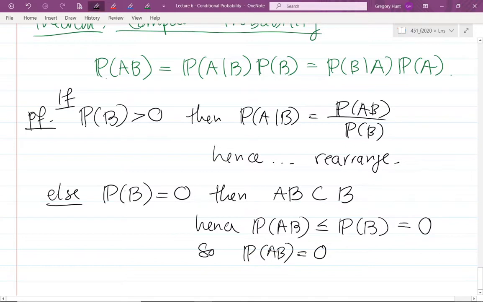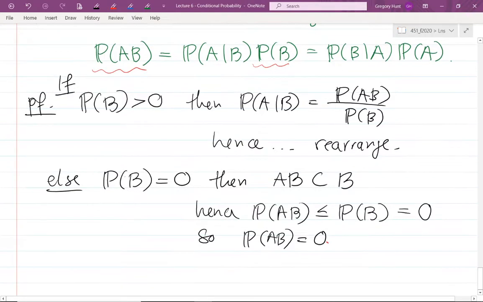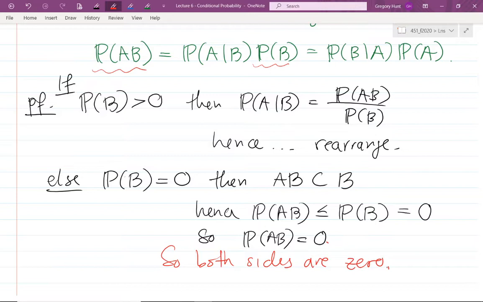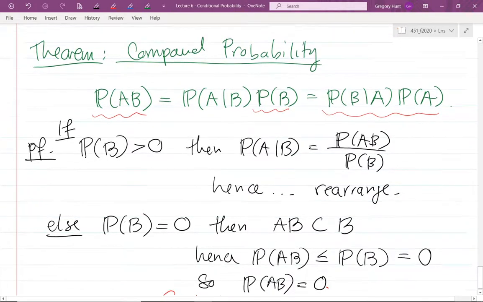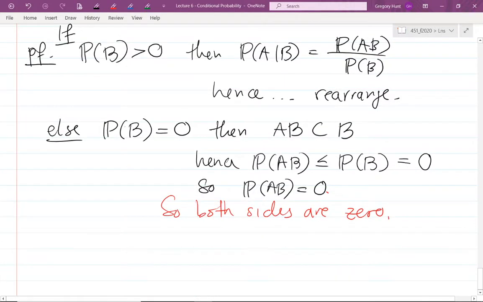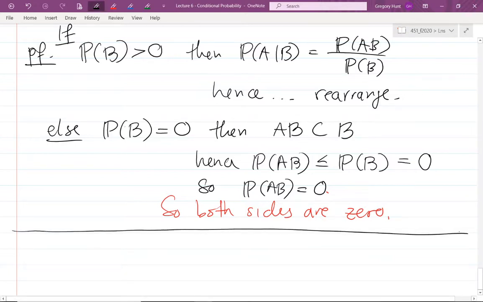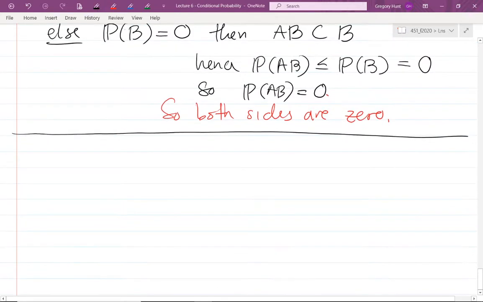Why does that help us out? That means we know the probability of AB is 0, so the left side is 0. The right side, with the probability of B being 0, is also 0. Both sides are 0, and the theorem is true. So this formula holds even when the probability of B is 0. Trivially, everything's 0 when the probability of B is 0, and you can similarly prove the final case where you switch things around. The proof goes similarly. Okay, so that's called compound probability, and it's basically just a rearranging of the formula.